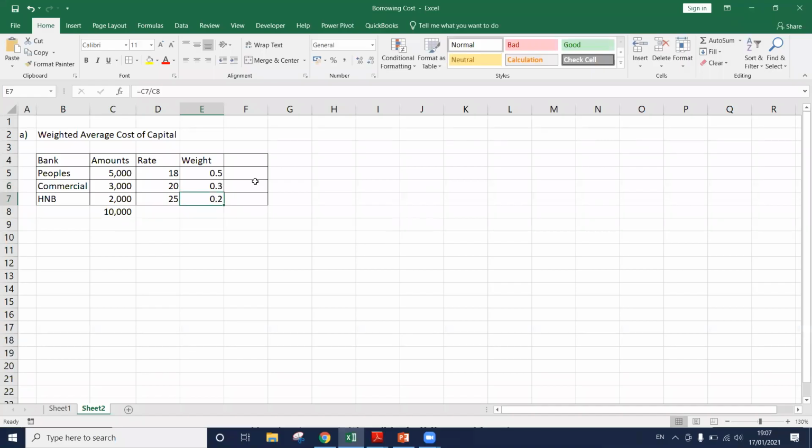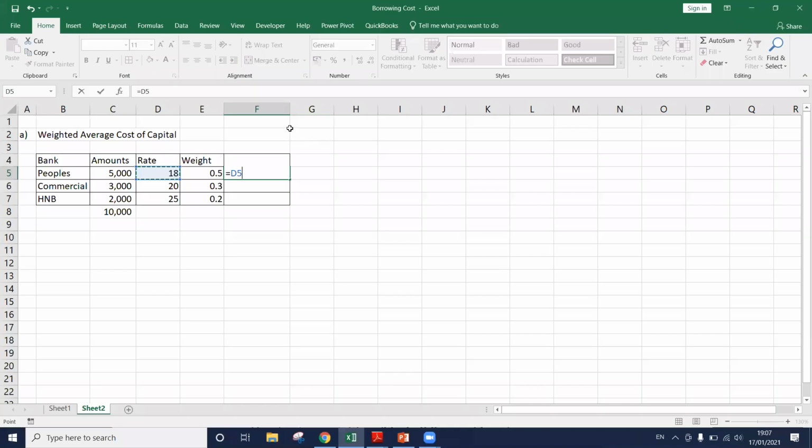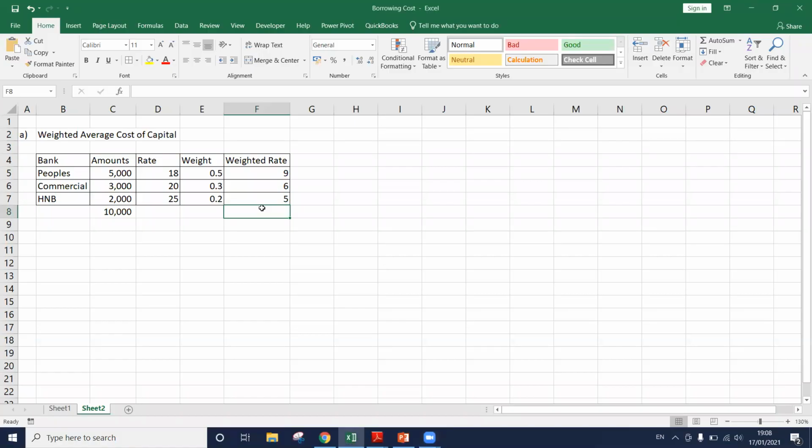Right? So that is the first thing we need to do. We need to assign a weight. Then we can calculate the weighted rate. The weighted rate. How? Rate into weight, or weight into rate, whatever. Right? Here, rate is 20%, weight is 0.3, weighted rate is 6. Therefore, what should be the weighted average cost of capital? It is the sum of these weighted rates, that is 20%, right? So the weighted average cost of capital is 20%.